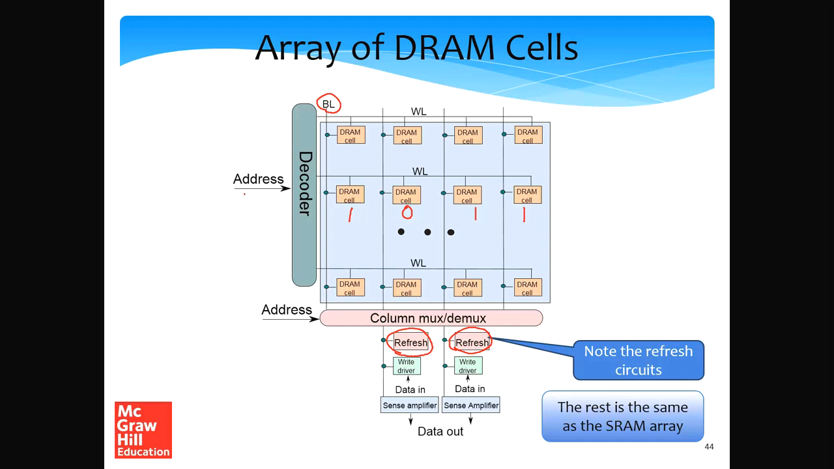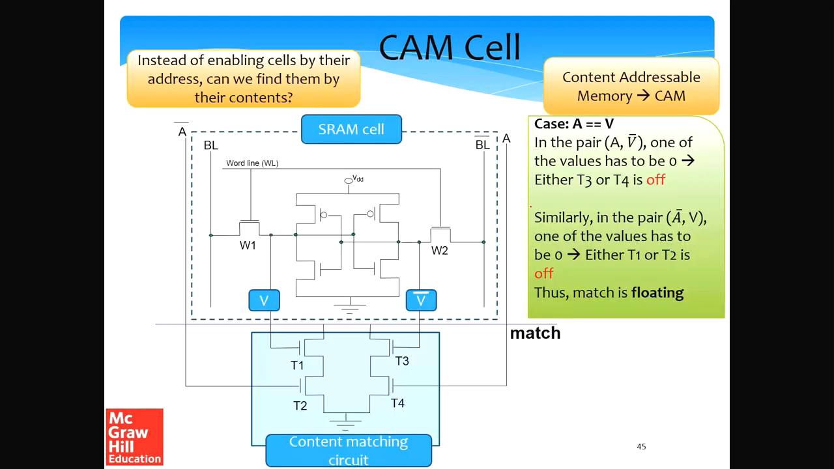Mind you, if an address is coming, the decoder is setting one of the word lines to 1, and then that row is getting enabled. But in this case, we want to see if there is any row whose contents are the same as the contents that we want. So we design a CAM cell, which is nothing but a simple SRAM cell plus more. The part that you see in this dotted rectangle is a simple SRAM cell.